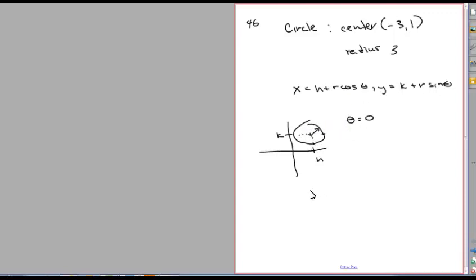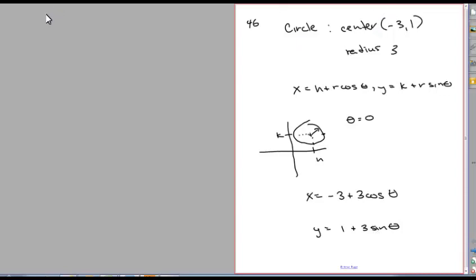So all you have to do is plug in the numbers. x is equal to h, which is -3, plus r, which is 3, times the cosine of theta. And y is equal to the y coordinate of the center plus 3 sine theta. So that's the parametric form of the circle.